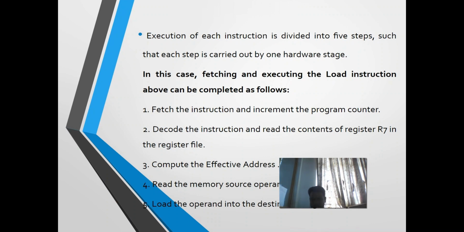So these steps are summarized in five simple steps. First one, fetch the instruction and increment the program counter. Next, decode the instruction and read the content of register R7 in the register file. Next we have to compute the effective address. Next, read the memory source operand, then load the operand in the destination register R5. So these are the five steps of the load instruction.